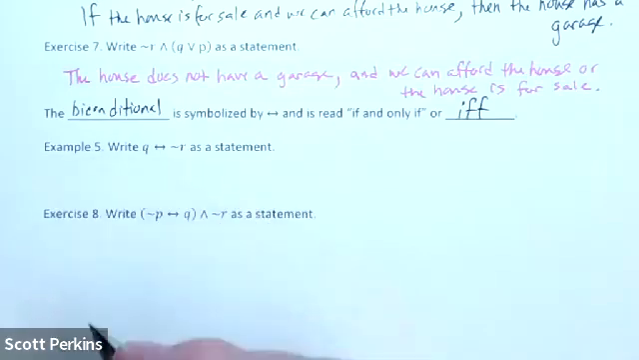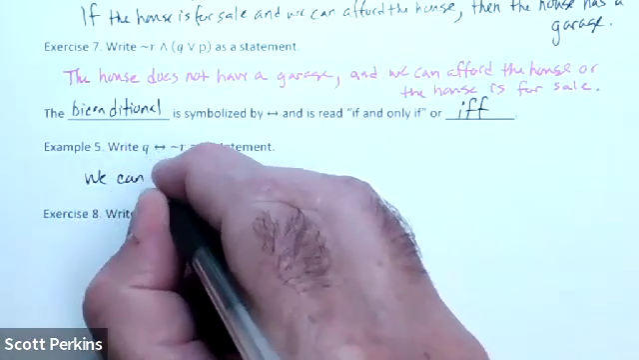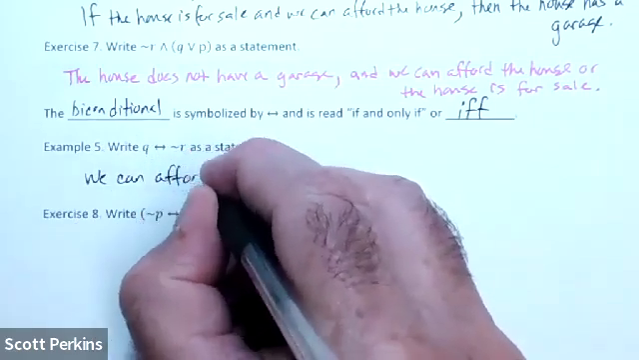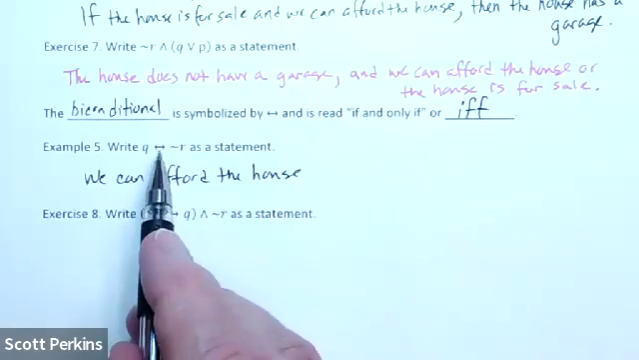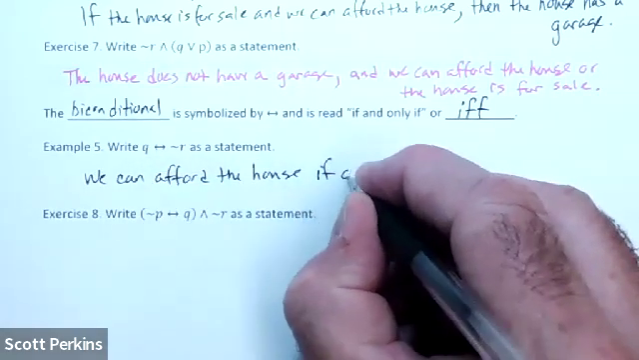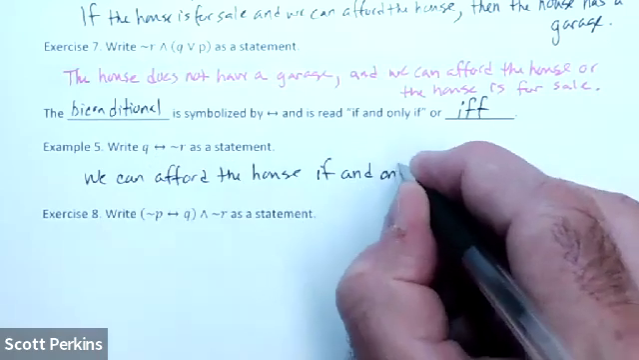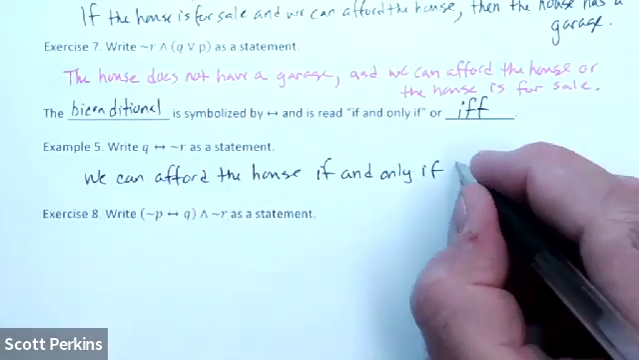Okay, so Q is we can afford the house. The biconditional, I'm going to write it all out this first time since it's the first one we're doing. We can afford the house if and only if squiggly R, the house does not have a garage.